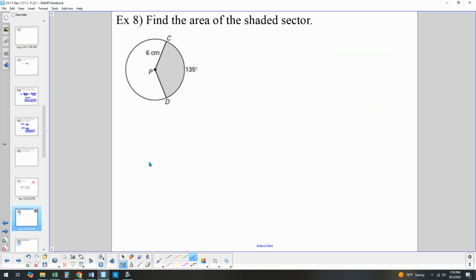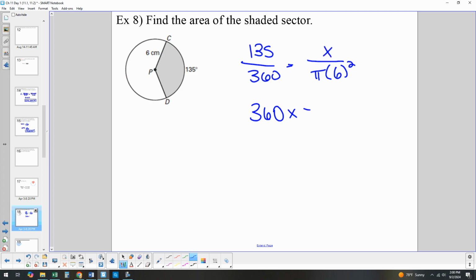So for example 8, let's find the area of the shaded sector. This shaded sector has a degrees of 135. So 135 over 360 equals, we don't know the area of the shaded sector, that's what we're looking for, and we can put it over the area of the circle, pi r squared. My r is 6. So we're going to get 360x equals 36 pi times 135, which is 15268.14. It is also possible to write this as an exact answer. Our final will be written that way. But for our purposes right now, we're going to say it's about 42.41 centimeters squared.